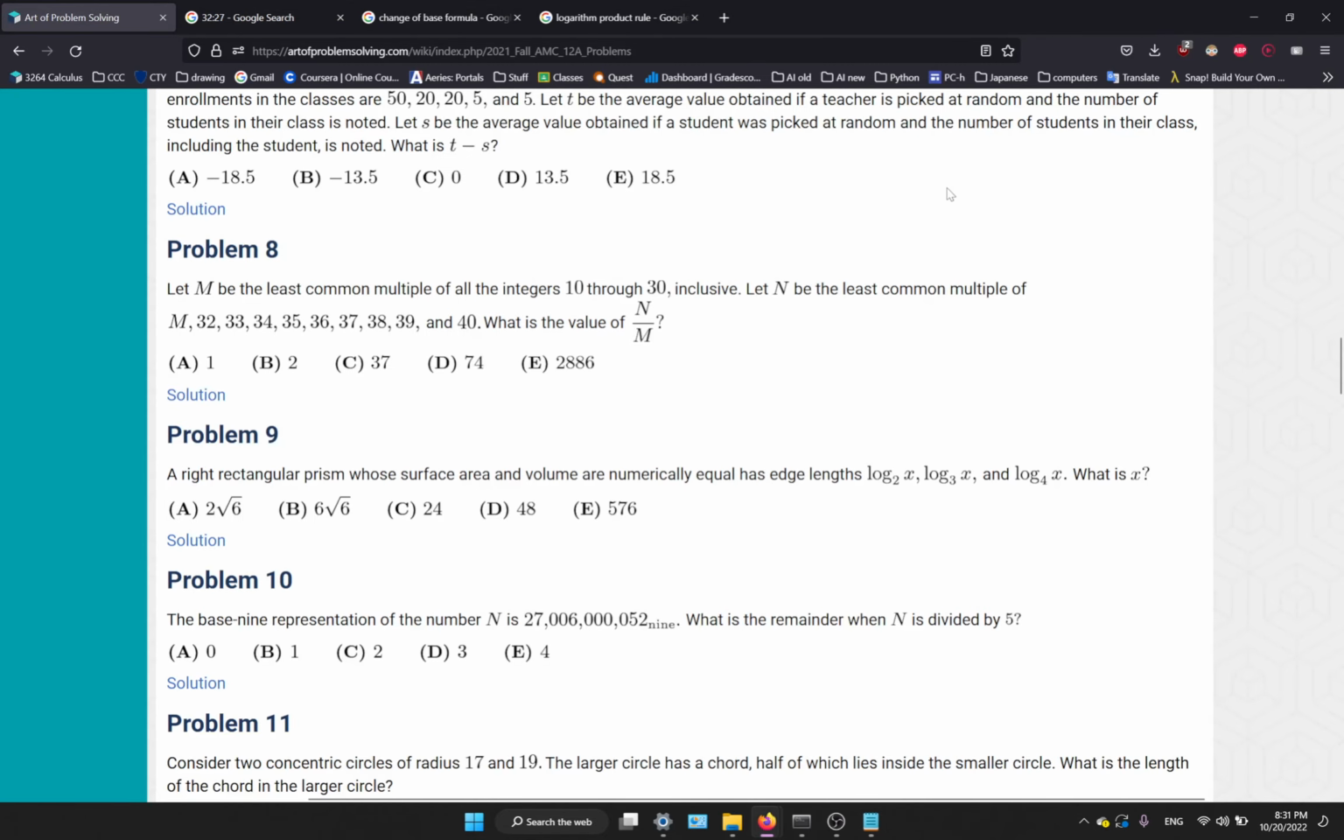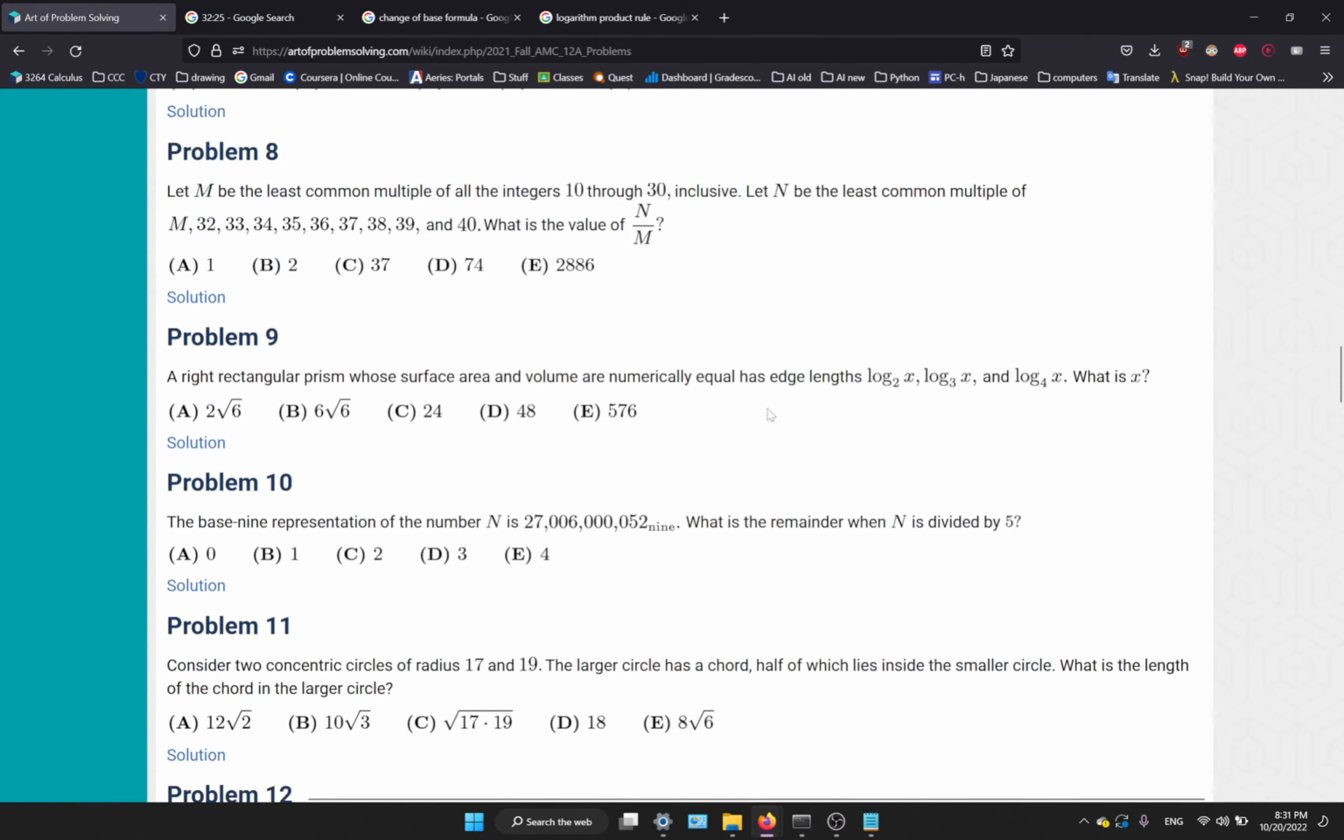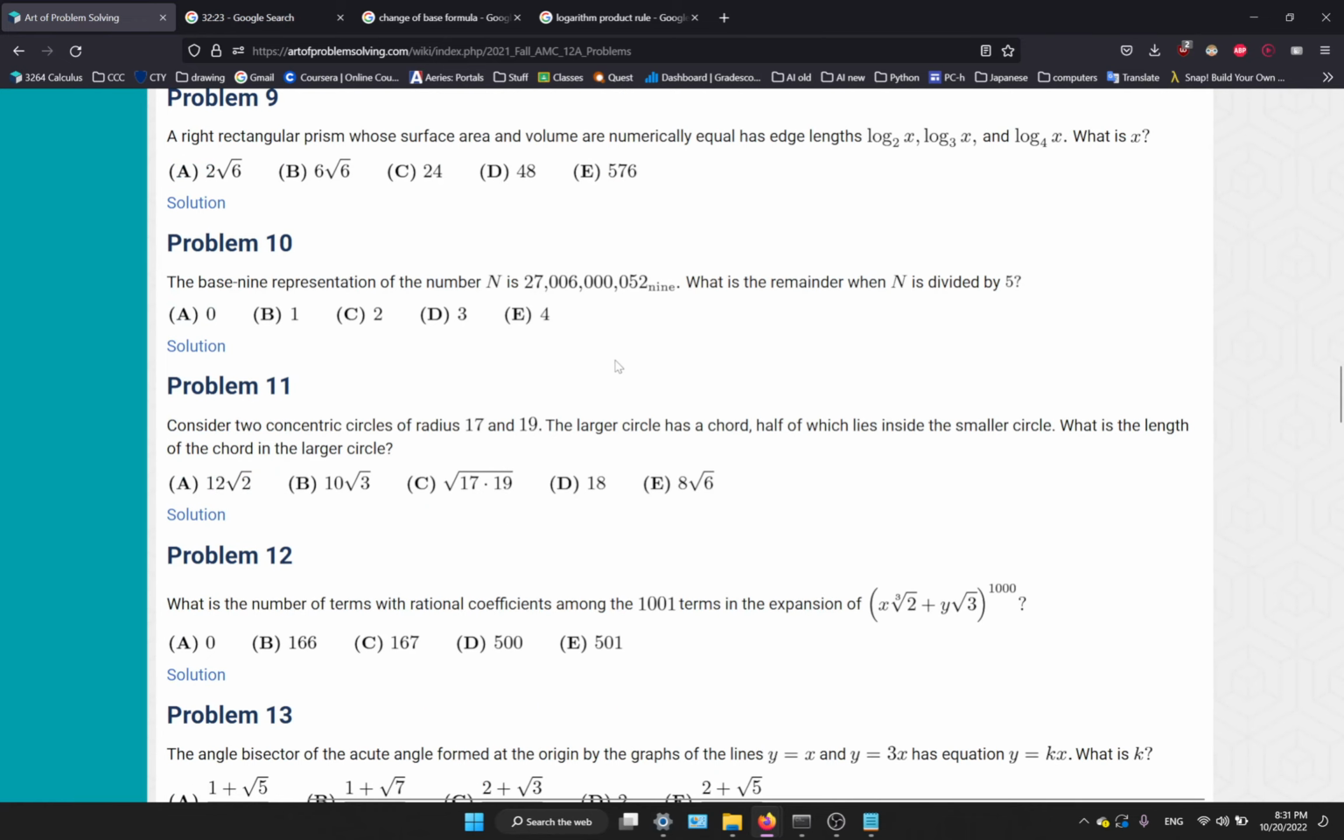Even though you don't know what logs are. Even though I don't know what logs are. Because you cheated. Okay, finally. Let's go.